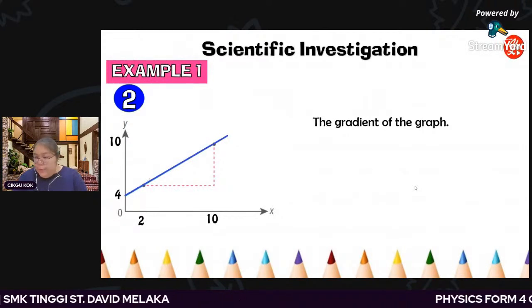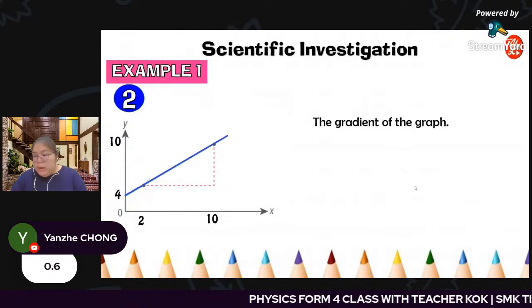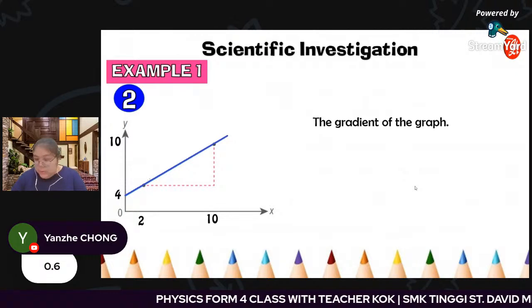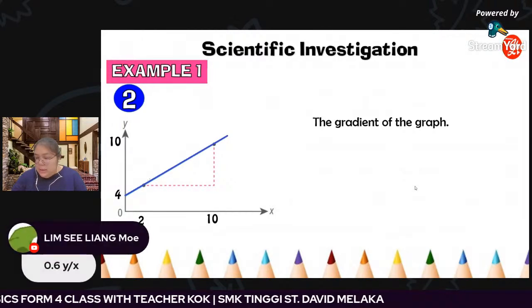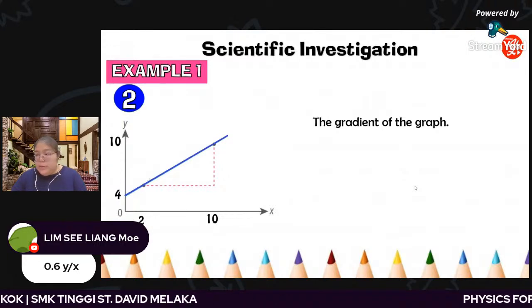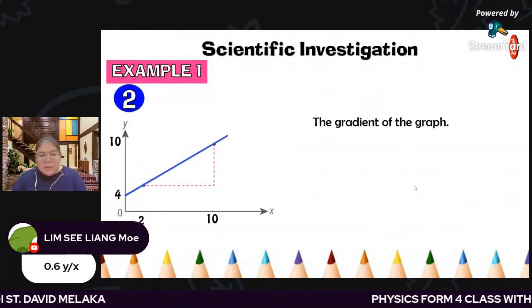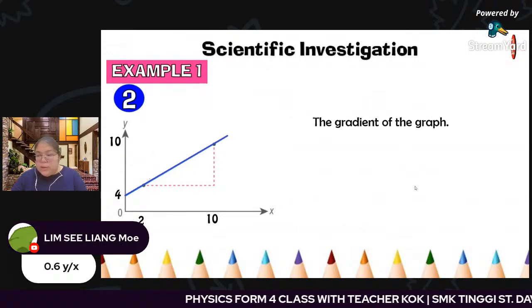Okay, we're going to wait. Chong gives me 0.6. The others? Chong Yanzi gives me 0.6. Lim Si Liang, you don't need to put the unit. They want no unit, just the symbol. No need to put y over x. If they never provided the unit, you don't need to put it.